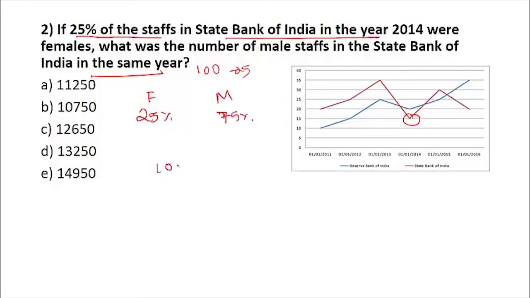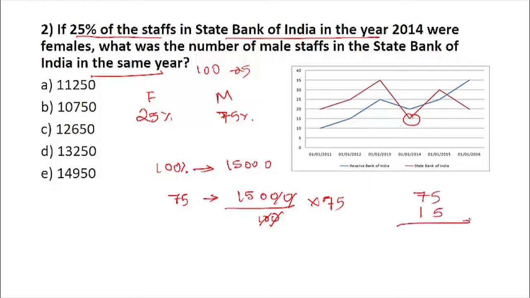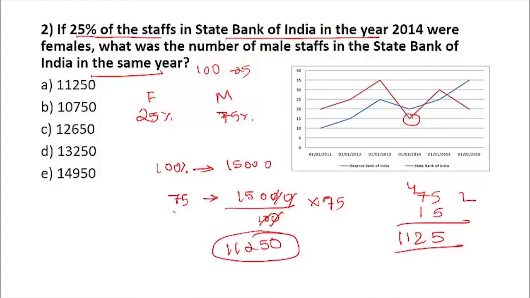We know 100% from here is 15k, 15,000. So what would be 75%? If you follow the unitary method, it will be 100 comes here into 75. You have to cut this and multiply 75 into 15. Find the product: 5 times 5 is 25, 2 carry 2, 5 times 7 is 35, 37, and so on. 1125 is your value. Since 10 was remaining, you could put the 0 here. It is in A.